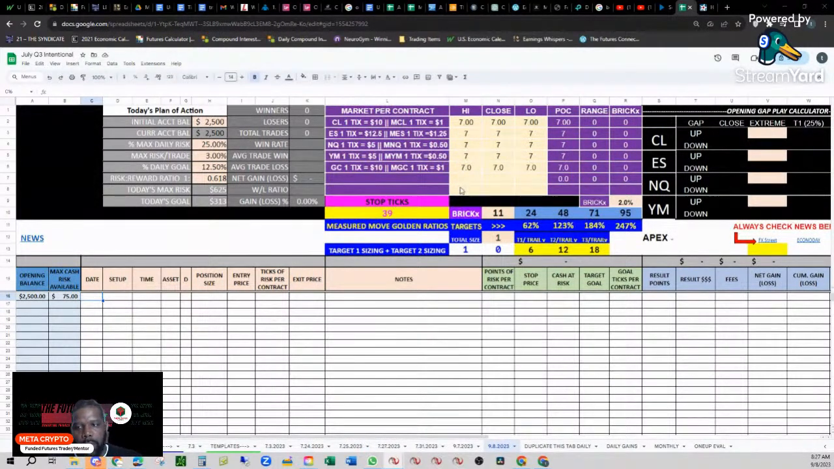this is our journal. This is our Google sheet where we put our information in and it gives us data about what we're doing, about what brick size we should have, our plan of action for today, and a lot of this stuff has formulas in it. It's been worked on very extensively, very extensively.